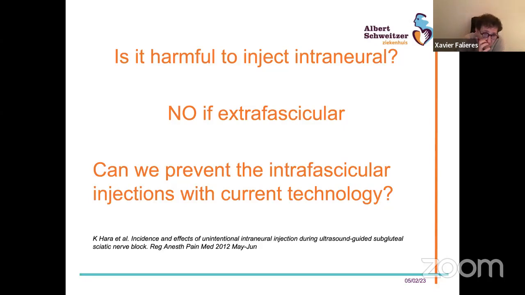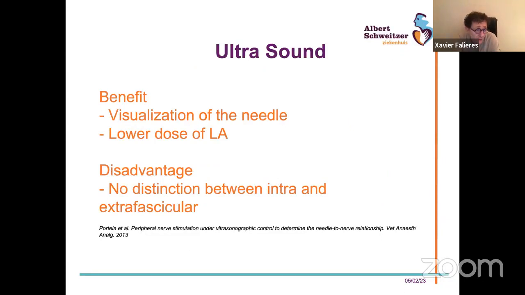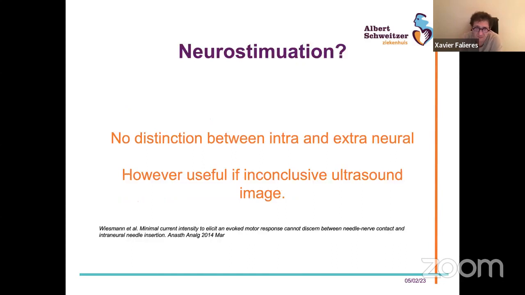But how to prevent the intravascular injection? That's the most important to know. Ultrasound, you will see the nerves. You will lower the dose of local anesthetics, as we said, but you won't make any distinction between intra and extravascular. The neurostimulation, you mostly don't have it. I provided some years ago, but don't worry, it won't make any distinction between the extra and the intraneural. It can be useful for inconclusive ultrasound image only.